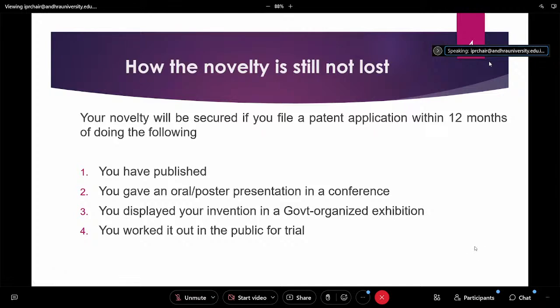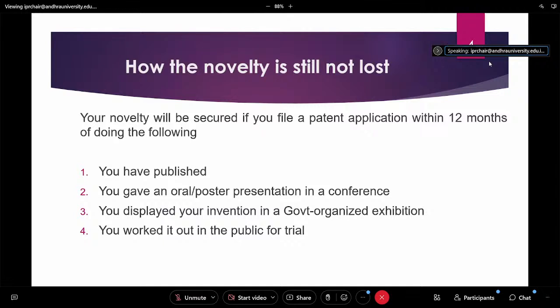Okay, now here, how the novelty is still not lost. There are few sections in the Indian Patent Act. I'm not going to bore you by telling the section numbers, but I can only tell you your novelty will be secured if you file a patent application within 12 months of doing these following things. So you are still careless enough, but you still have 12 months of window time. If you have published, then 12 months of window time. US is very generous in that case. If you have published and you are the same author as your paper publication, you can definitely file a patent application within the 12 months of publishing that.